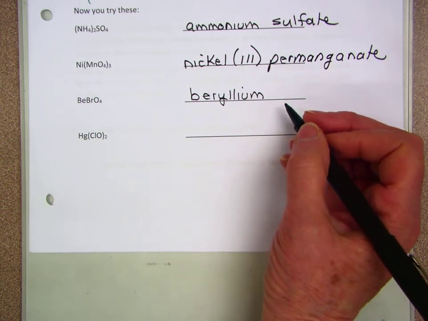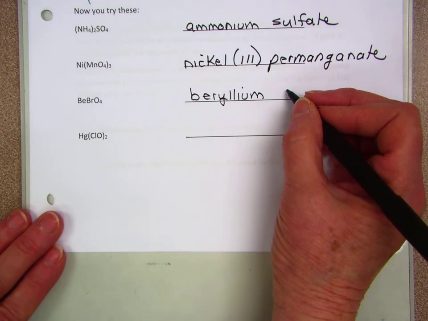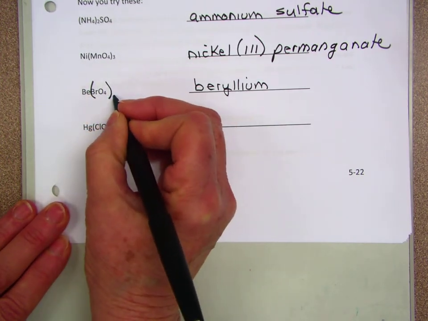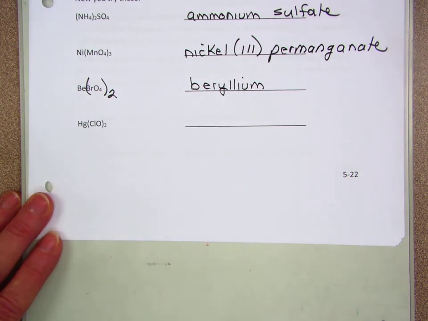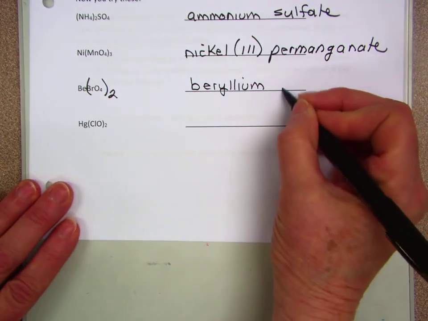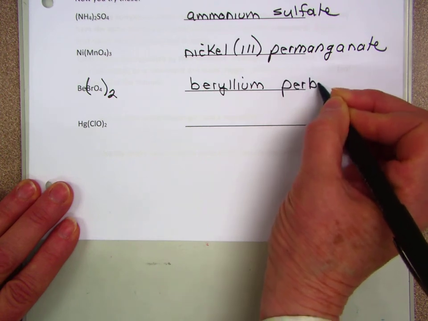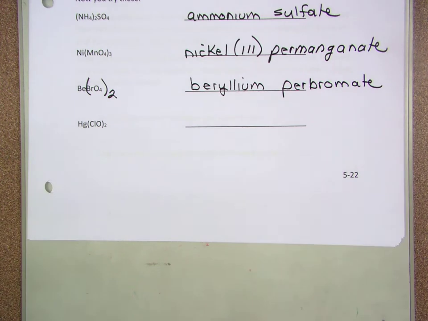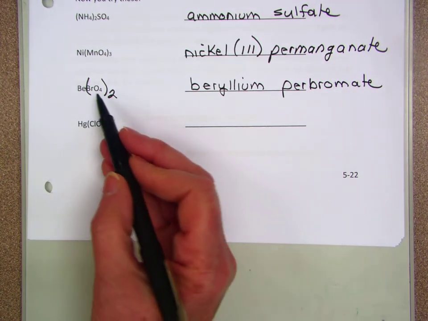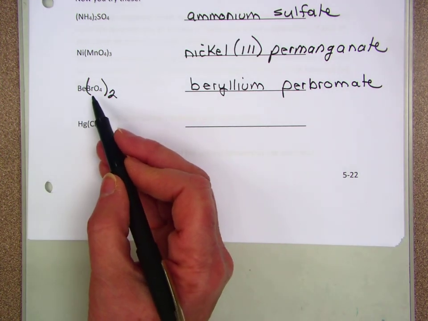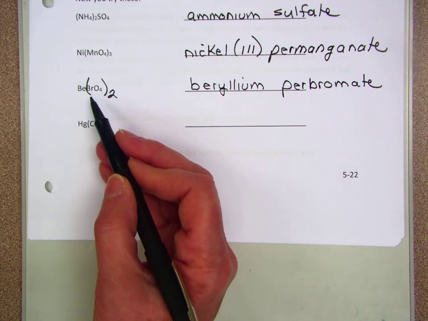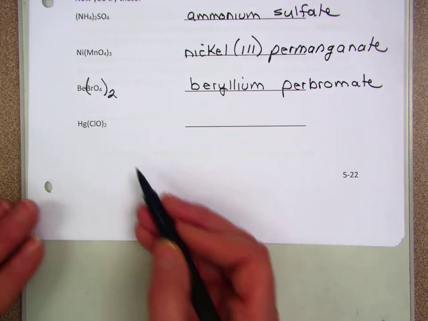BrO4. Perbromate. And there's a typo on here. Beryllium's a +2 and the perbromate is a -1, so we need to have that in parentheses. There was a typo in the formula. It's perbromate. We're going to talk about this in a little bit when we talk about the acids, but when there are 4 oxygens and it's a halogen, then it's perbromate, periodate, perchlorate, perfluorate.